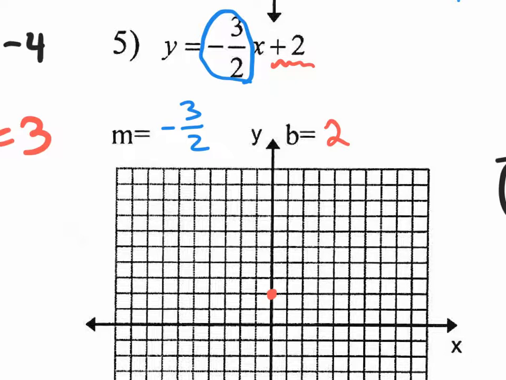Now from that point, you're going to rise and run according to your slope. Because the m is negative, we're going to be going down. And it's a negative rise, so you're going to be going down 3 units. 1, 2, 3, and then over 1, 2, and let's put a dot right there. And you could continue to go down 3 over 2, or you could even use that pattern backwards, over 2, up 3, over 2, 1, 2, 3. So you could extend the line in the other direction. So that one is pretty easy because it's already in slope-intercept form.